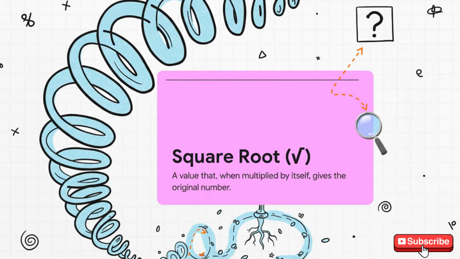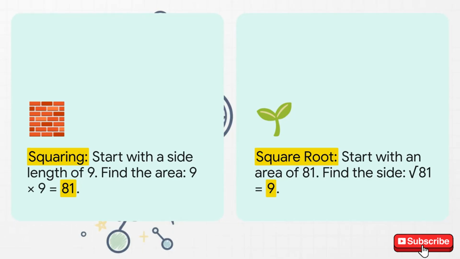And that is the job of the square root. It's like our own mathematical detective, designed specifically to find that original root number that got squared in the first place. And this shows the relationship perfectly. They're inverse operations. Squaring a side of 9 gives us an area of 81. And taking the square root of that area, 81, brings us right back home to the side length of 9. They perfectly undo each other.